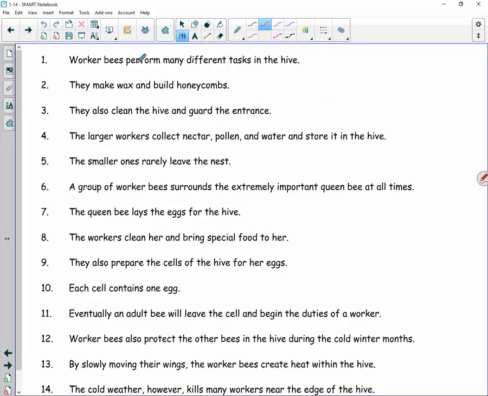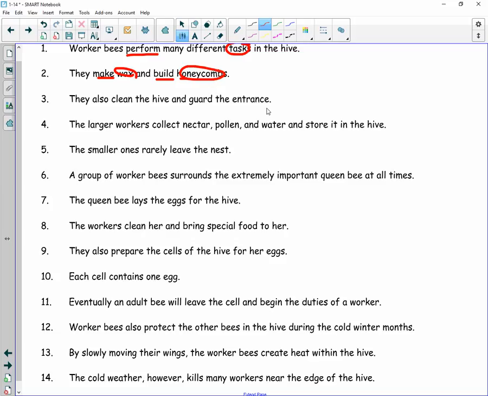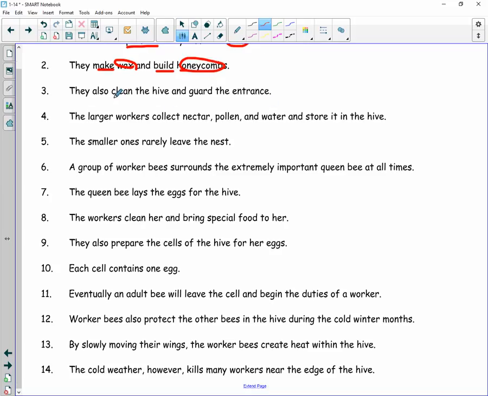So, worker bees perform many different tasks in the hive. Perform what? Tasks. That's direct. They make wax and build honeycombs. Make what? Wax. Direct. Build what? Honeycombs. Direct. There are no indirect yet. They also clean the hive and guard the entrance. Clean what? Hive. Direct. Guard what? Entrance. Direct.